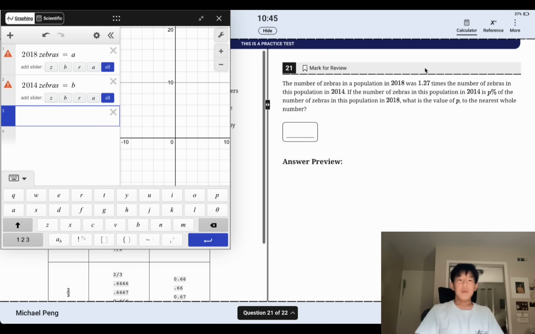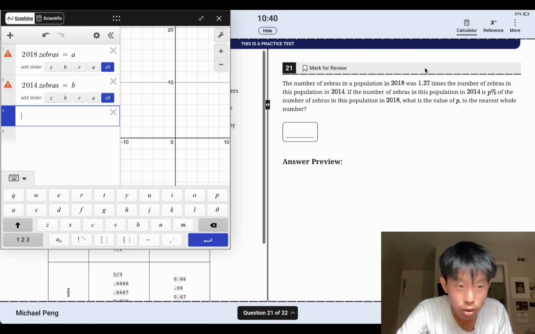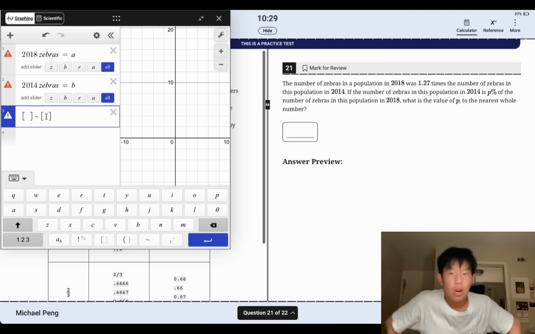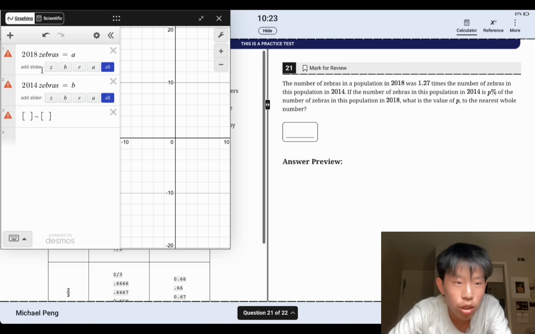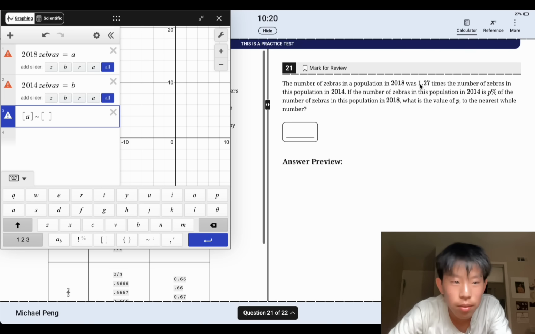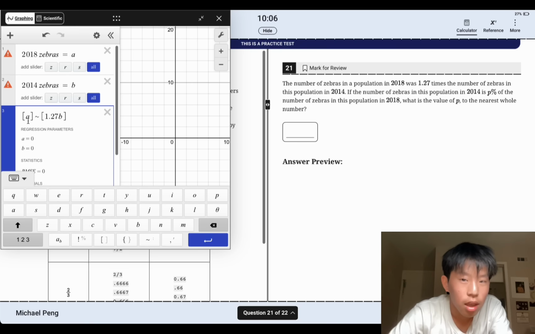Now, let's set up a system of equations using regression. So we're going to do the two brackets, and then we're going to write tilde, and then another two brackets. What it's saying, basically, if you were paying attention, it means that whatever's in here is equal to the stuff in here. So let's go by this one by one. It's saying 2018 zebras, which is A, is, so anytime you see is, that means equal sign. So we go on this side: 1.27 times the number of zebras in 2014. And like we said, 2014 zebras is B. So it's 1.27B.